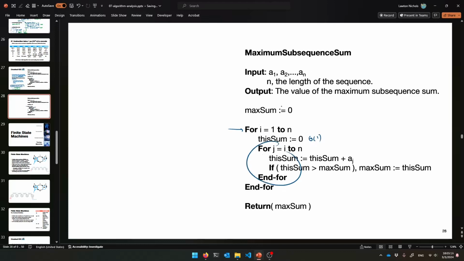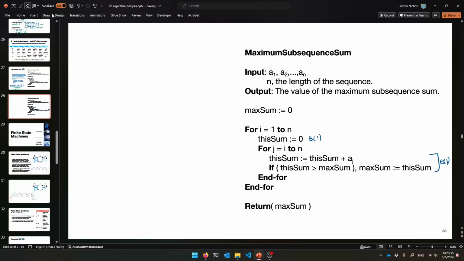And then we have another loop for j equals i to n. Interesting. It's getting shorter. When i is 1, it goes from 1 to n. When i is 2, it goes from 2 to n, and 3 to n, 4 to n. So it's doing less work as i gets bigger. That's interesting. I'll have to consider that. But then in the body, it's doing an addition, an assignment, a comparison, and another assignment. So this is all constant work, the whole body is constant. And then we're done with this loop, and we return our things.